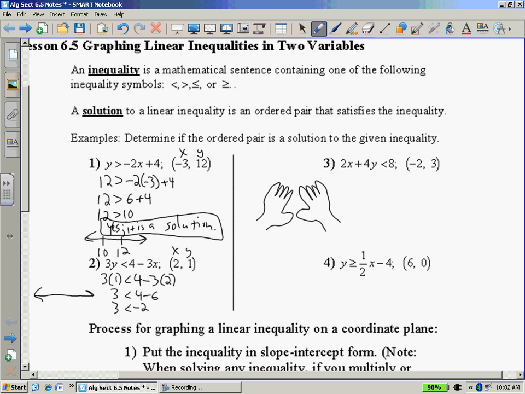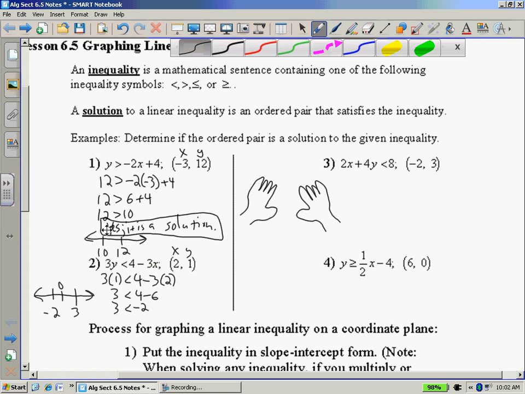Again, let's sketch a quick graph here. 0 would be somewhere around here. 3 is going to be to the right on the number line, so it's saying 3 is less than, or to the left of, negative 2. If you notice, 3 is to the right of negative 2. It's not to the left. This is false. So no, it is not a solution.